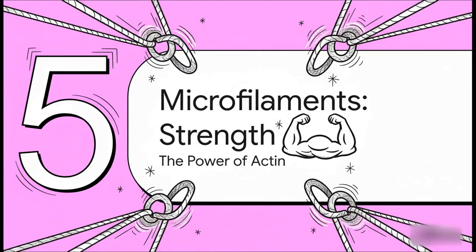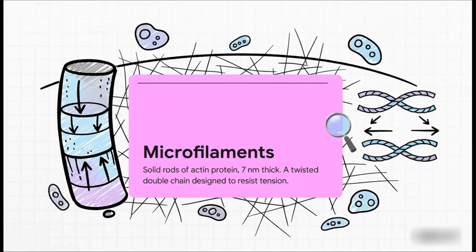All right, next up we've got the microfilaments. Now these are the thinnest fibers in the whole cytoskeleton, but don't let their size fool you. This is where the cell gets its muscle. These are its tension cables. So, unlike microtubules, which are hollow and resist being crushed, microfilaments are solid and built to resist being pulled apart. They form a dense network right under the cell membrane, which gives the cell surface its strength and helps it hold its shape against pulling forces.